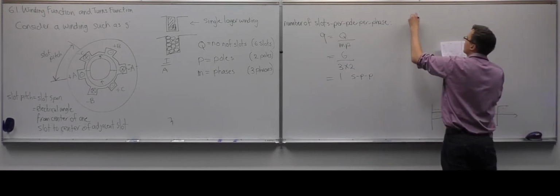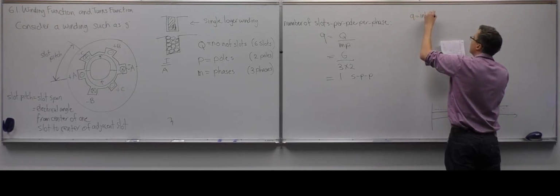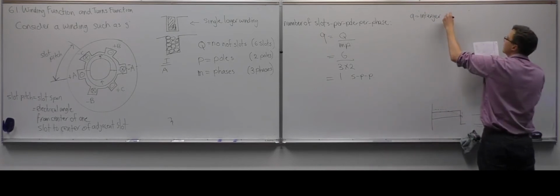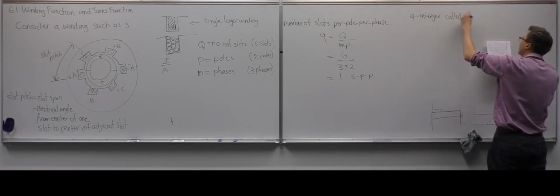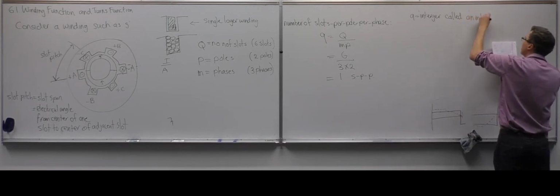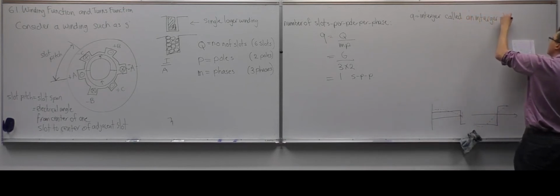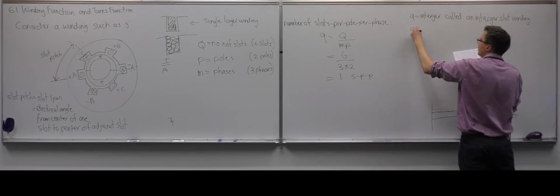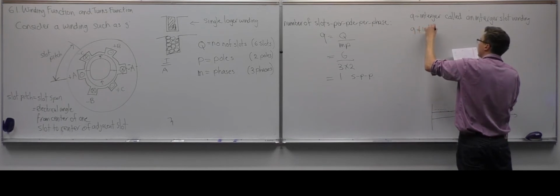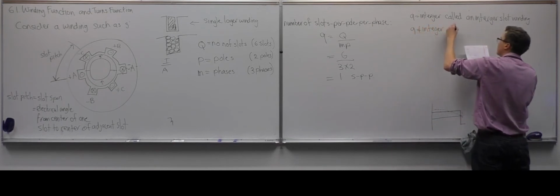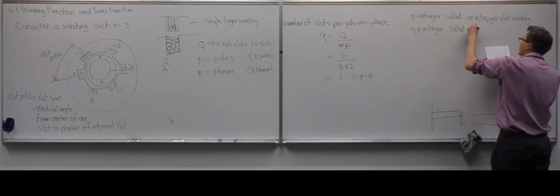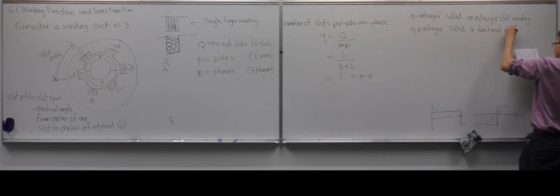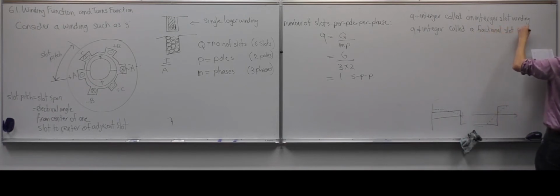If q is an integer, it's called an integer slot winding. If q is not an integer, it's called a fractional slot winding.